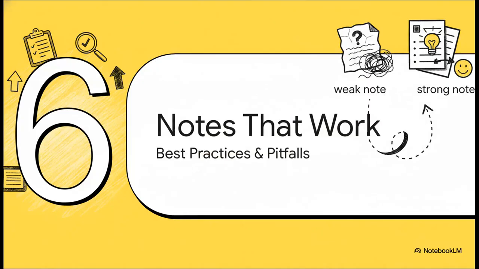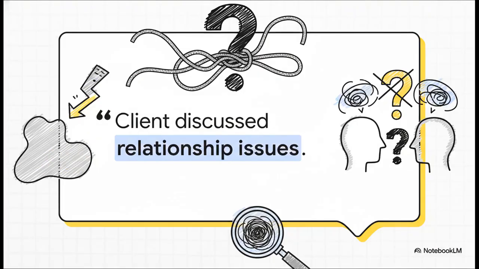All right, so we've walked through S, O, A, and P. Let's start to wrap this up by looking at what makes a note really work. We're going to look at a weak note versus a strong one to really drive the point home. So here's a perfect example of what not to do. Just writing, "client discussed relationship issues." Come on, it's so vague, it's kind of lazy, and it tells the next person who reads it almost nothing of value. This is a classic case of missing all the important stuff.